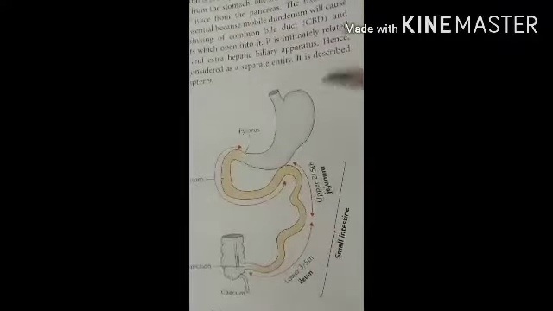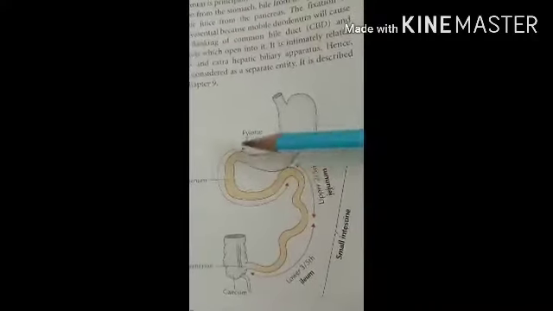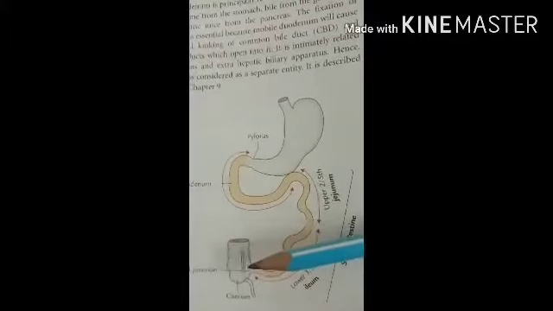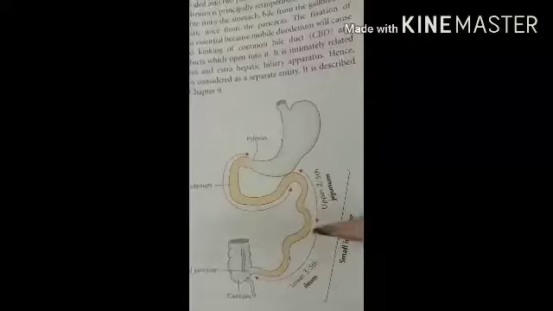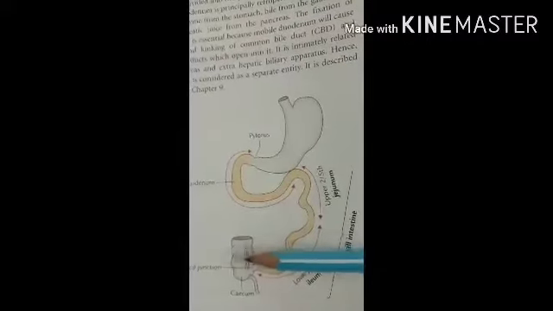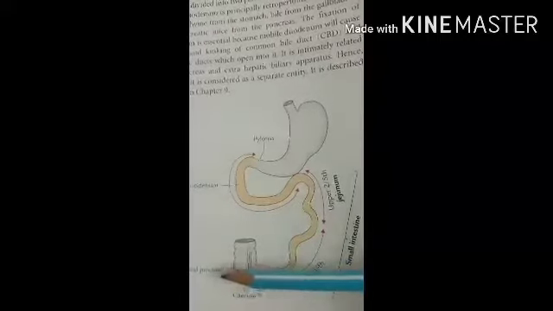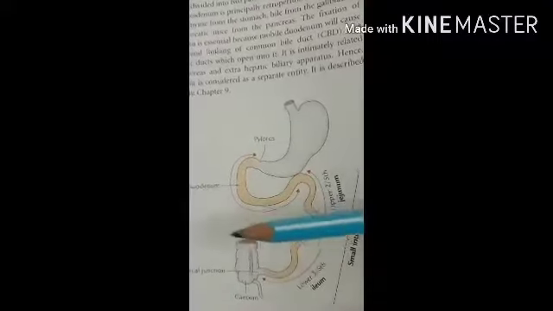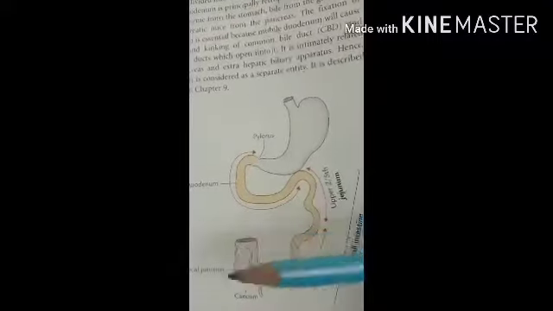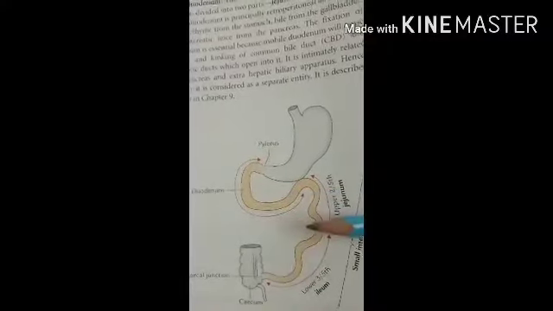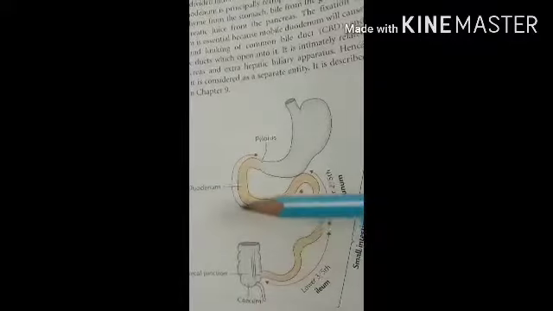Now lastly, we have to see the difference between the small intestine and the large intestine. First, the appendices epiploicae. Here you can see the fat-filled pouches of fat that are present in the large intestine, and in the small intestine the appendices epiploicae are totally absent.